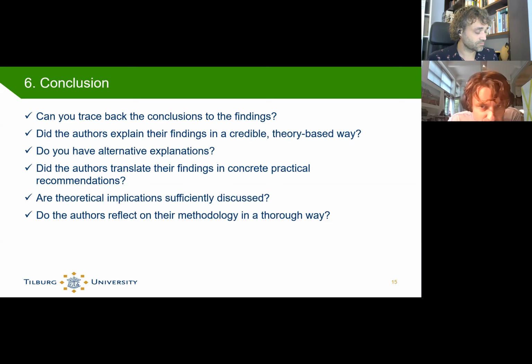And then there are practical recommendations. Are they making concrete practical recommendations? Usually academics are not very good practical thinkers, so a lot of authors are struggling with this. Can you come up with other applications that they never thought about? The same goes for theoretical implications. Maybe this also brings some insights into other theories that the authors didn't reflect on.